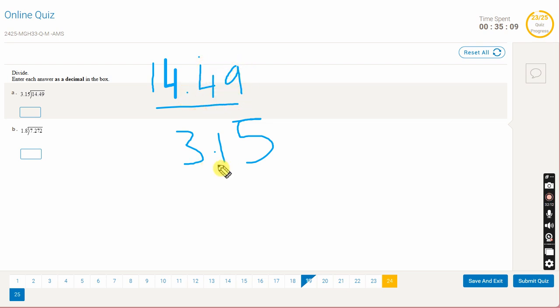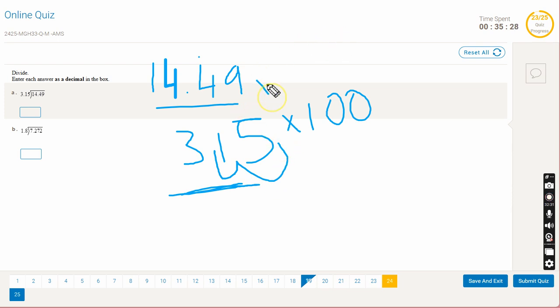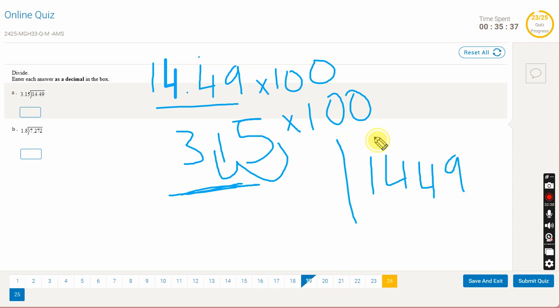Now, whenever you have anything like this, what do you do first? You always try to remove the decimal point of the number below. You decide what number you're going to multiply by. If you want to move the decimal point outwards, that's decided by the number of zeros. So you move it outwards, 1, 2. And whatever you multiply below, you multiply above as well. You get 1449, and then you divide it by 315.